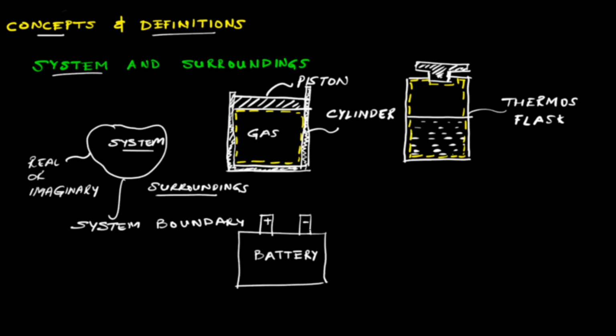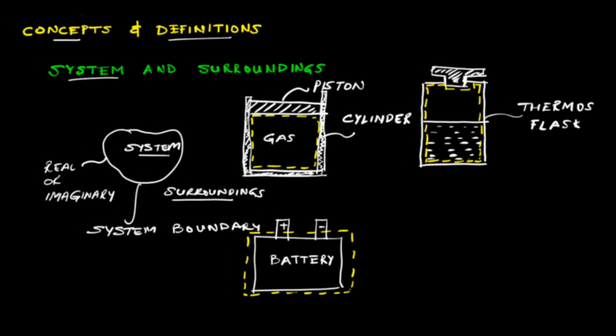Similarly, if you want to perform thermodynamic analysis of a battery, let's say a lead acid battery, which has these positive and negative terminals, then we can consider a system boundary such as this. So whenever you do thermodynamic analysis, the first step is to mark the system boundary so that you separate out the system that you want to analyze from its surroundings.